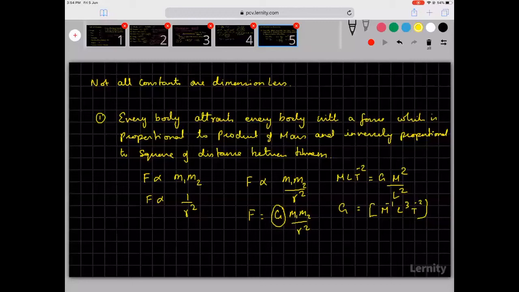The problem with dimensional analysis is that it does not give you the value of these constants. Understanding dimensions doesn't help us find out the values, but it helps us find out certain equations. So the study of dimensions is very, very important.